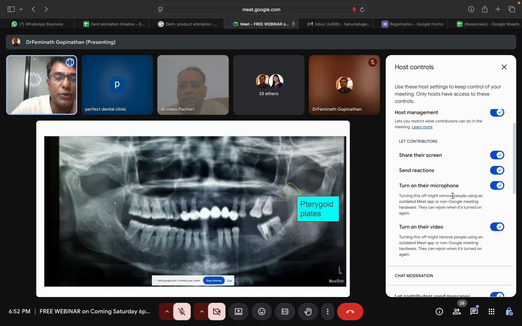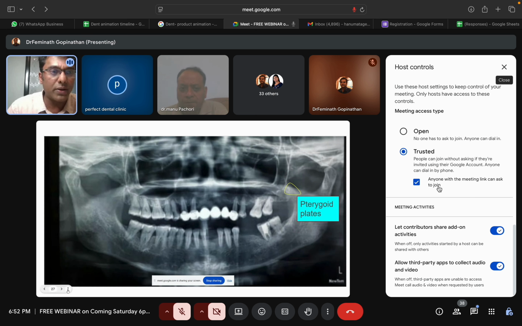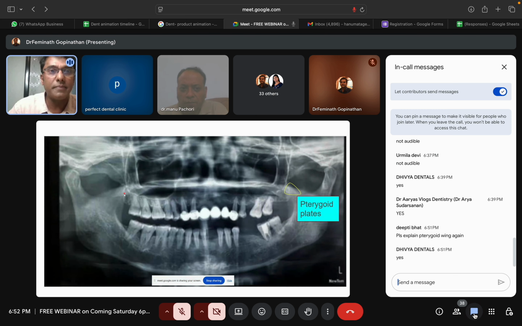So let me draw you from the OPG. You should be able to find out the pterygoid area. If you see this area, now see this is the tuberosity. Is this clear? This is the tuberosity. Now this is the wing. This area has a lot of medullary bone which is very, very soft, which is not good for anchorage, but this area is very highly mineralized and you can place implants like this. Is it very clear now?